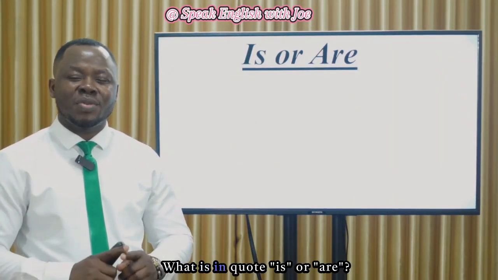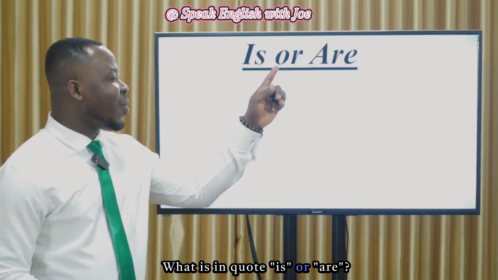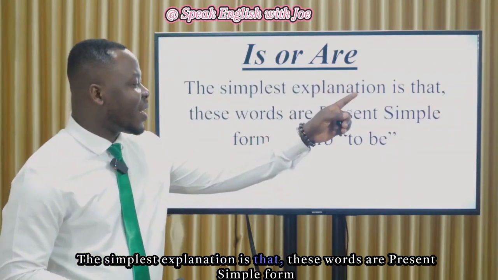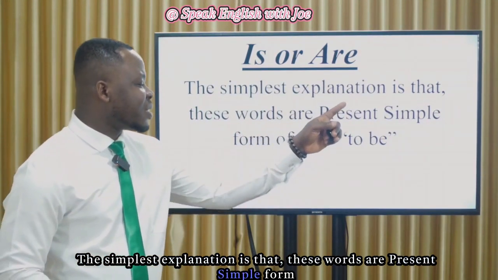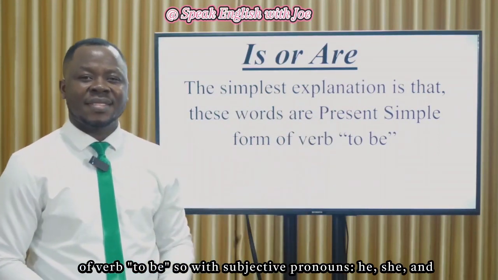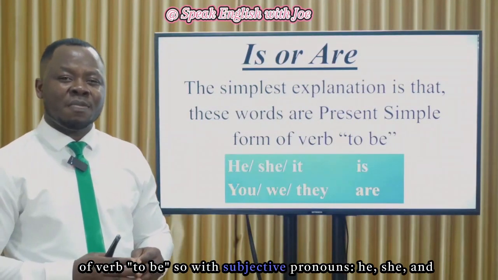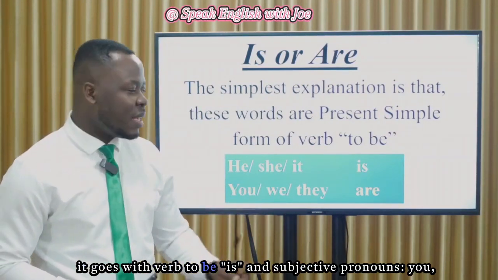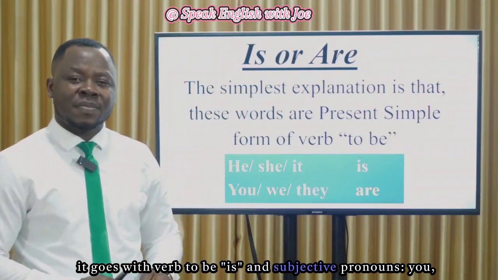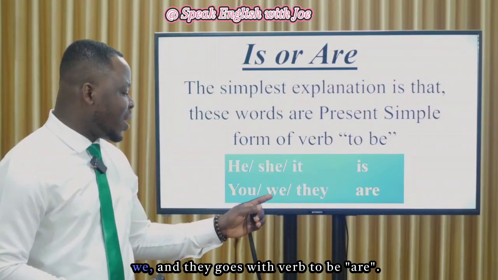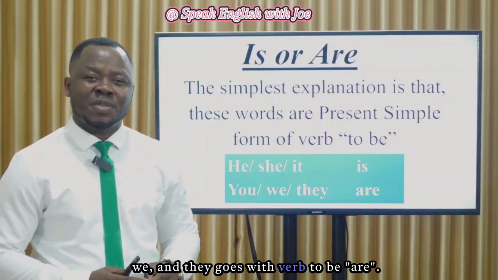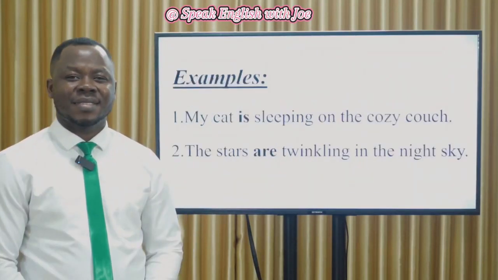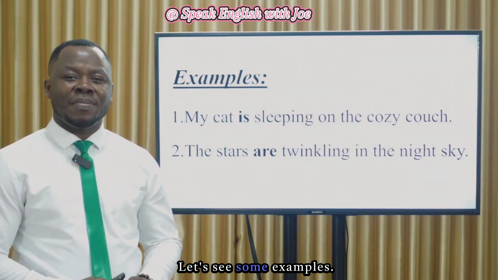What is, in quote, is or are? The simplest explanation is that these words are present simple forms of the verb to be. So with subjective pronouns, he, she and it go with the verb to be is, and subjective pronouns you, we and they go with the verb to be are. Let's see some examples.